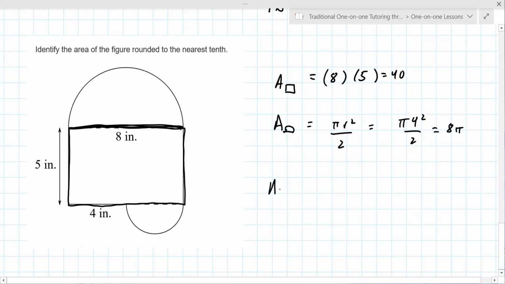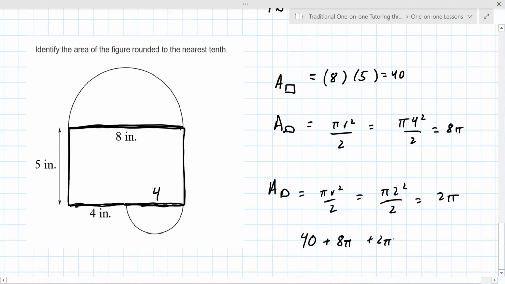Now we've got to do it again. What's the other one? This is 4. So what is this length here? That's also 4. Okay, now that's the diameter. So what's the radius? That's 2. This time it's 2. So it's pi 2 squared over 2. It's 2 pi. So we're adding these together: 40 plus 8 pi plus 2 pi. And we're going to round to the nearest tenth, please.